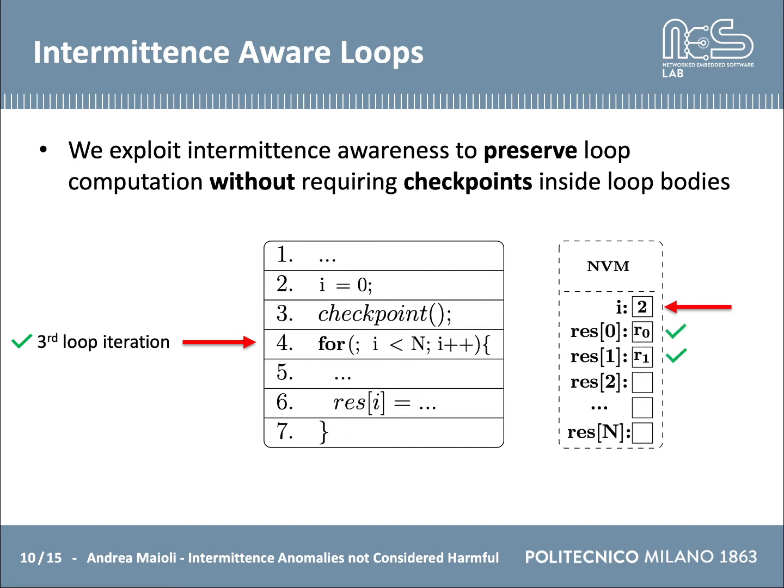Moreover, we can also notice that the result vector contains the results of all the previous loop iterations, which were computed during the previous power cycle. This means that with intermittence awareness, we were able to preserve the computation done inside the loop without requiring a checkpoint inside the loop body. This situation would not be possible if we did not allow the occurrence of the intermittence anomaly.